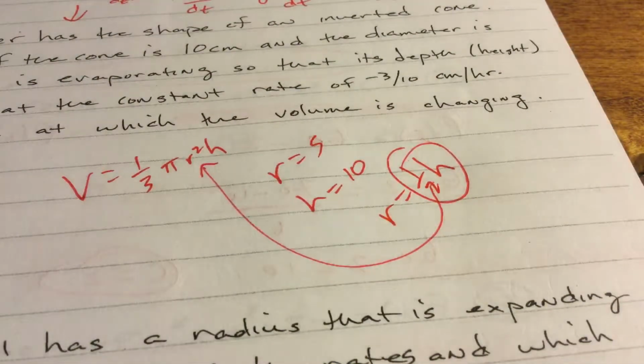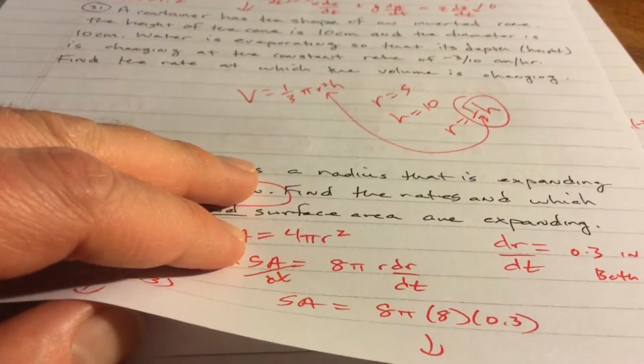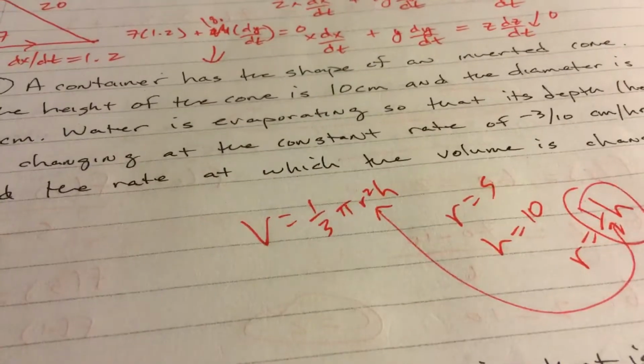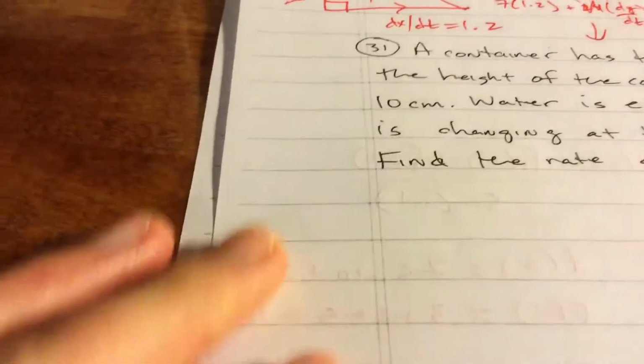You're going to have 1/2 height squared times height. That's going to give you 1/4 h to the 3rd. So it's going to be like 1/12 pi h cubed. You're going to take the derivative. All right, no big deal. All right, find the rate at which the volume is changing. And let's see.